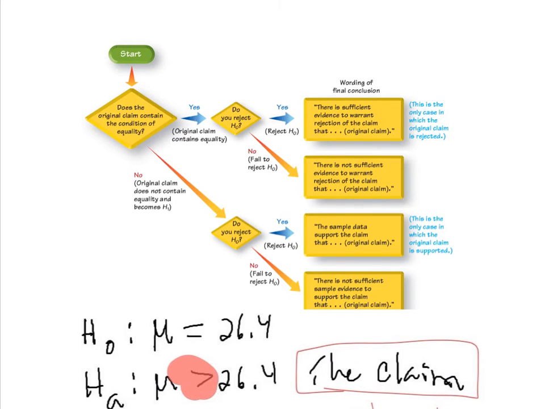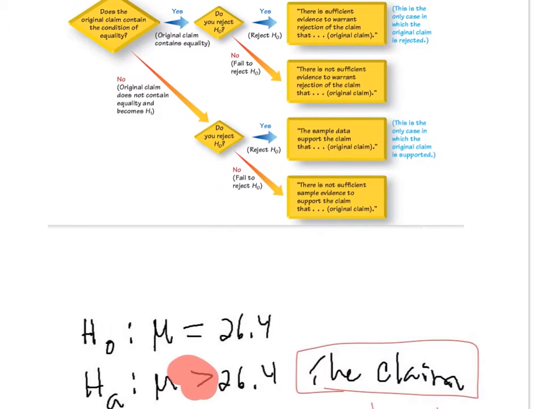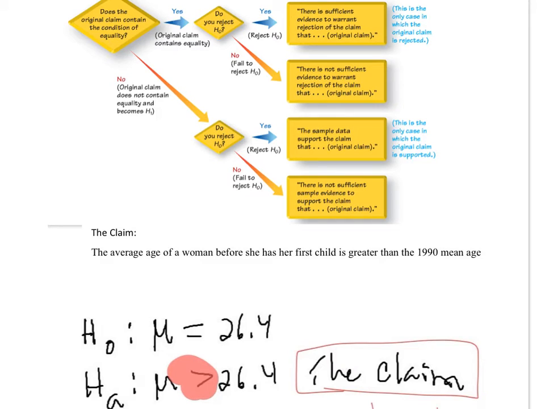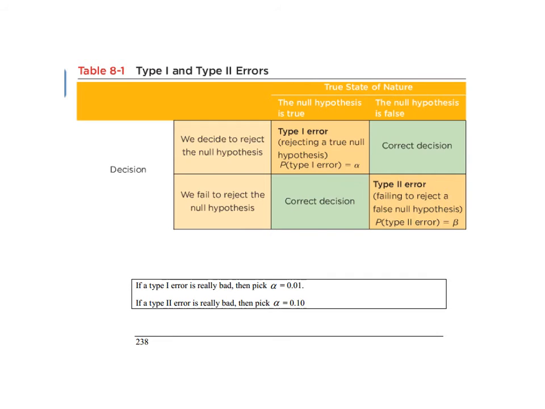No, we didn't. So how I'm going to start my phrasing is I'm going to say there's not sufficient sample evidence to support the claim that, and then remember how we said the claim was that the average age of women before she has her first child was greater than the 1990 average. So that's exactly how we'd word it. There's not sufficient sample evidence to support the claim that the average age of women before she has her first child is greater than the 1990 mean. And then you put it in context so you sound like you know what you're talking about.